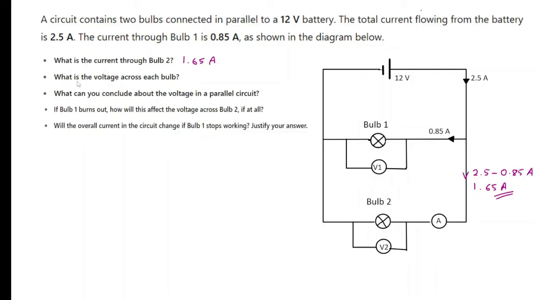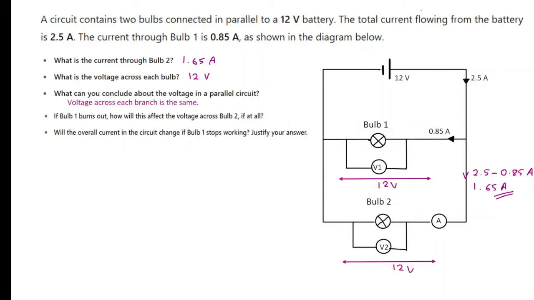Second one. What is the voltage across each bulb? Now this is very straightforward. This is a parallel circuit. In a parallel circuit, the PD across each branch remains the same. So since it's a parallel circuit, the voltage across each bulb is 12 volts. What can you conclude about the voltage in a parallel circuit? Voltage across each branch is the same.